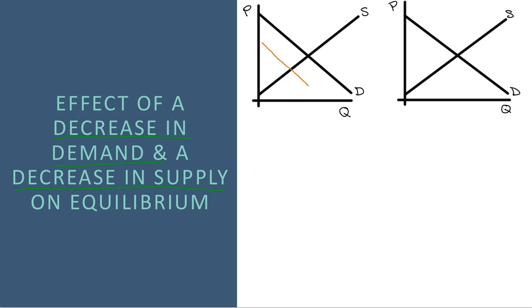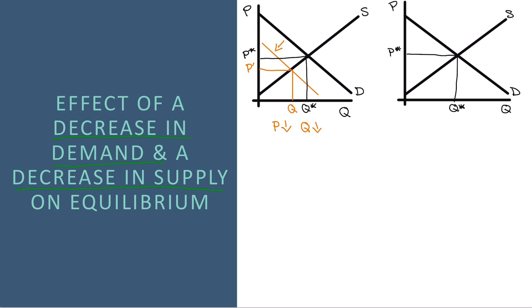A decrease in demand would be a demand shift to the left. So this would be our new equilibrium point. This would be P and Q. And then we're going to label our equilibrium point because we have to know what we're comparing it to, which is P star, Q star. And for our decrease in demand, we see that our price went down and our quantity went down.